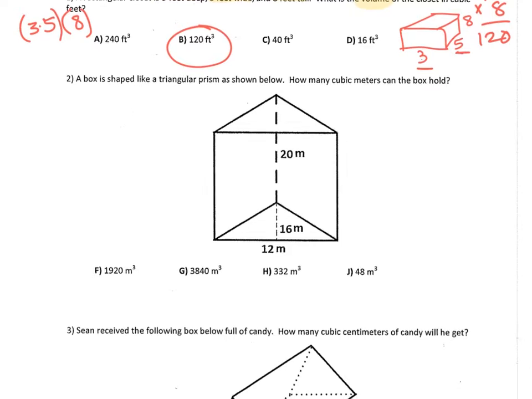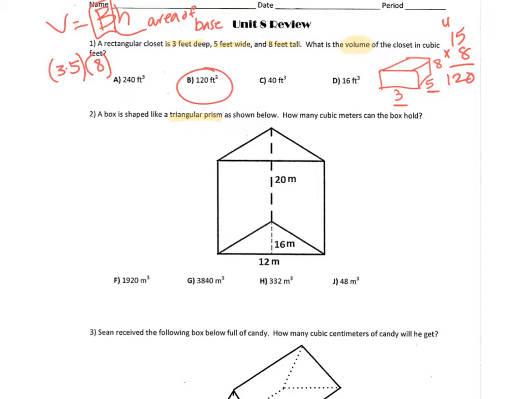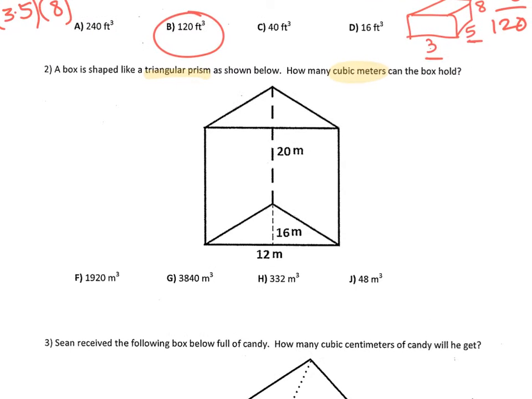A box shaped like a triangular prism is shown below. How many cubic meters can the box hold? Remember, if it gives you words like hold, or how much can fit inside of it, and cubic meters, meters cubed, that tells you that you're looking for volume. So look for those words, because it's not always going to say find the volume. It may say how much can fit inside of this, and that's what's going on in this question.